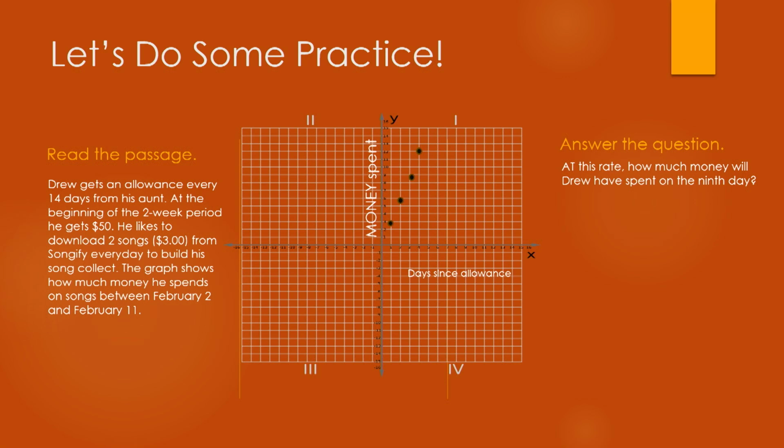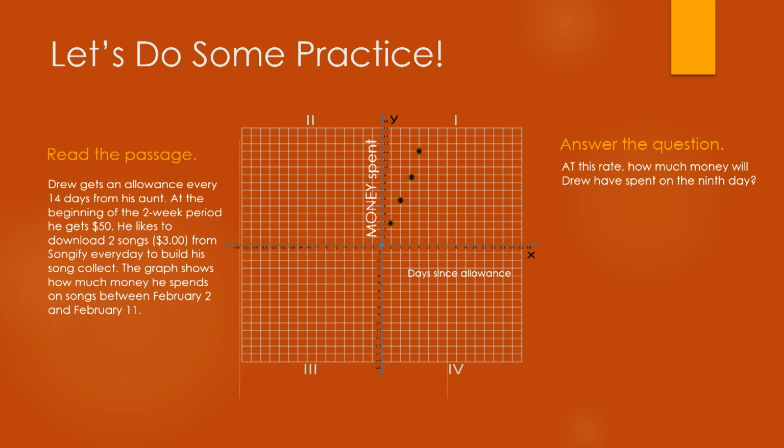All right, so let's look at this. When it's 0 days, he's got 0 songs. For that first day, he's spent $3. On that second day, he's spent $6, and so forth and so on. So what could I say about this passage? At this rate, how much money will Drew have spent on that 9th day? Well, now, Ms. Killen, you didn't graph all 9 days. That's true, but we can still figure this out.